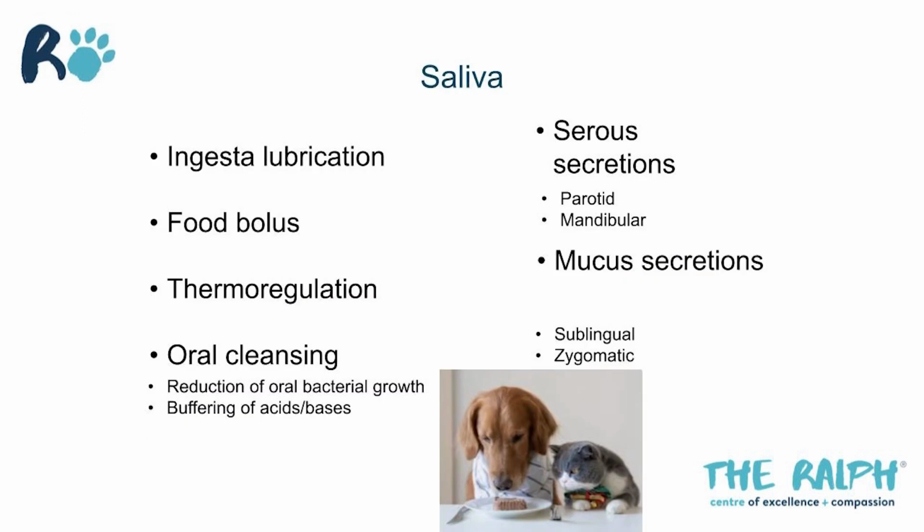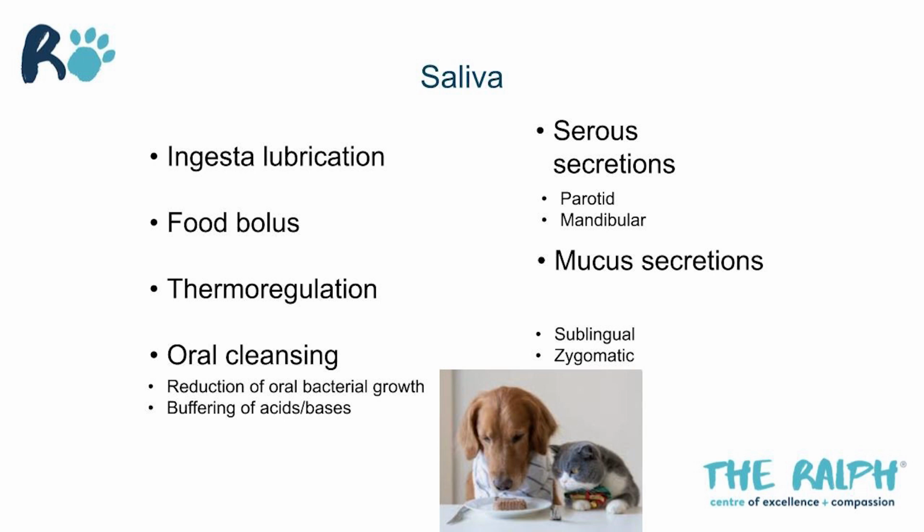So they produce saliva, all of them, minor, major. The saliva has several functions. First, it lubricates the ingesta. It helps form the food bolus, which is then packaged to swallow and send to the esophagus. It helps with thermoregulation by cooling as it evaporates. And of course, it contributes to oral hygiene by removing debris from the teeth, by having antimicrobial activity, and by buffering weak acids and bases.